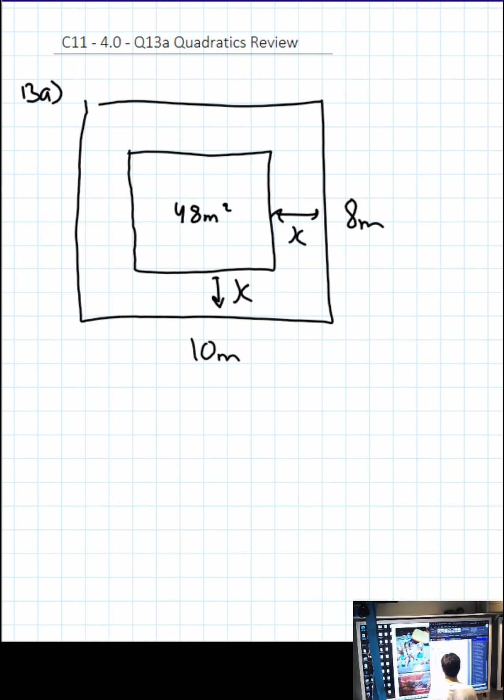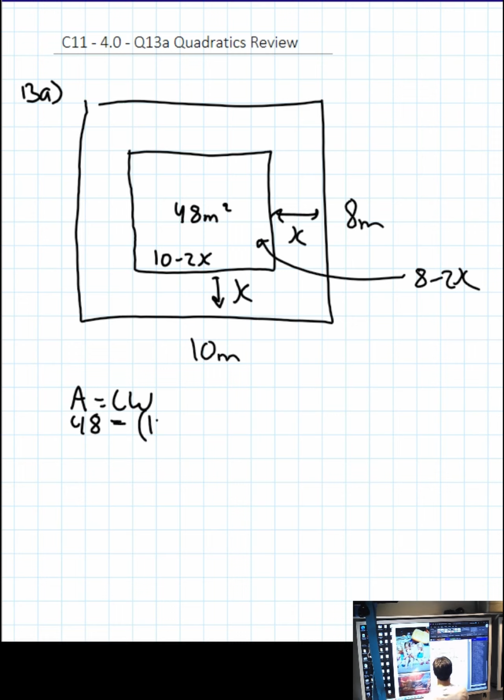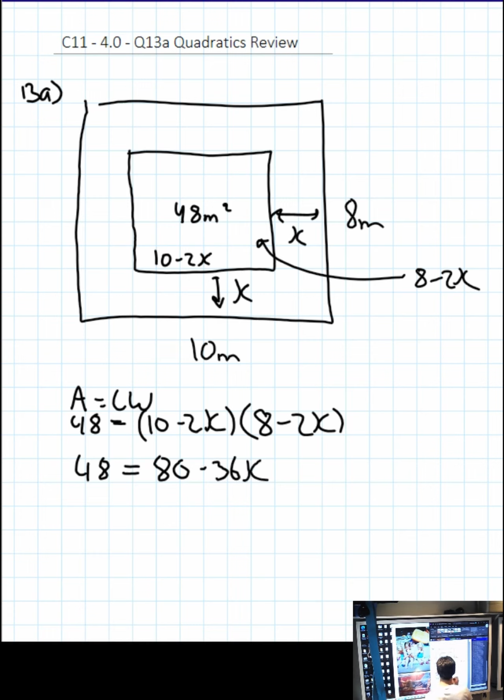So we know that the dimensions of the pool are going to be 10 minus 2x at the bottom. And then let's put an arrow from the right and call that 8 minus 2x, because we're taking off x from both sides. So we can set it up. Let's say A equals LW. Now we have an area of 48. We can substitute on the left-hand side, 48 equals, open bracket, 10 minus 2x, close, open, 8 minus 2x. So we can say 48 equals, and let's FOIL this out very fast. So 10 times 8 is 80, and it'll be minus 20x minus 16x, so it'll be minus 36x plus 4x squared.